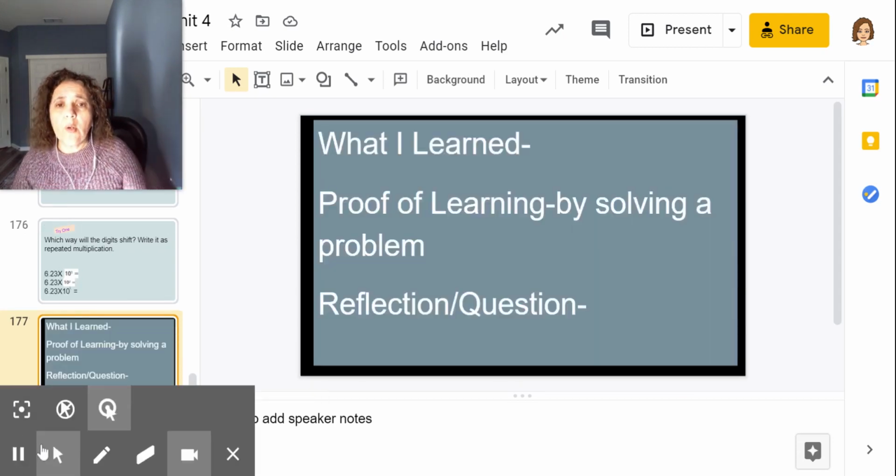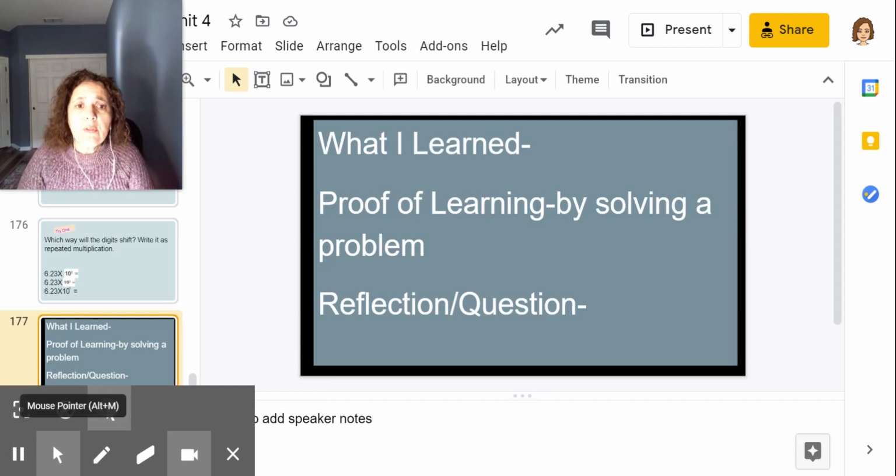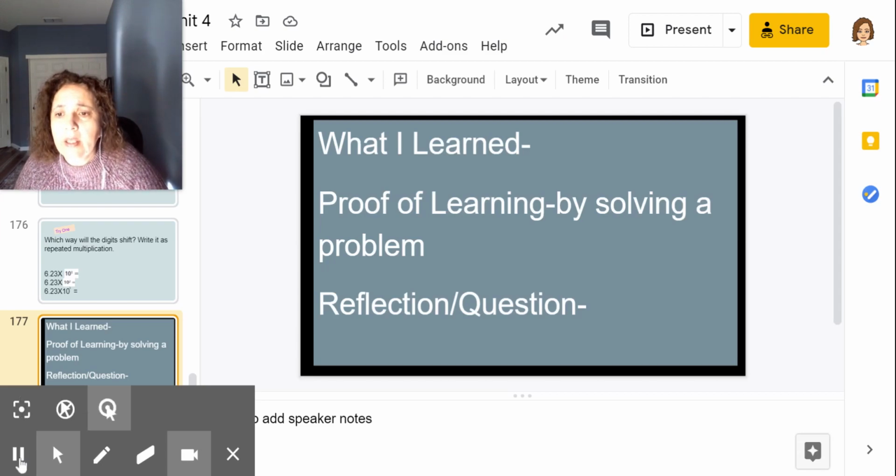All right. So go ahead and write down what you learned. Proof of learning by solving a problem. So make sure it's a decimal multiplied by a power of 10. Okay, so try a power of 2, power of 3, something like that, and then a reflection or question if you have one. And that's the end of this lesson. Have a great day.